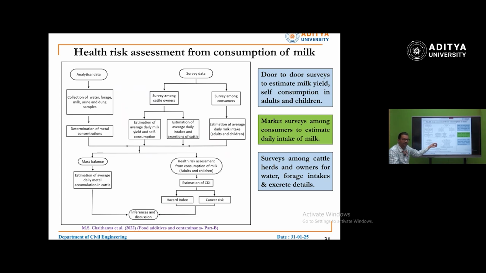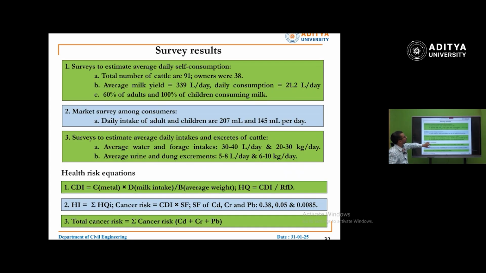From that we identified the probable cancer risk, because most of the metals are carcinogenic, especially the lead and chromium which we have identified. So from the mass balance we will know the accumulation in the cattle and how much of the metal is getting out of the cattle. From that we are going to conclude this part. These are the survey results, not very important, but this is how we have calculated the health risk.